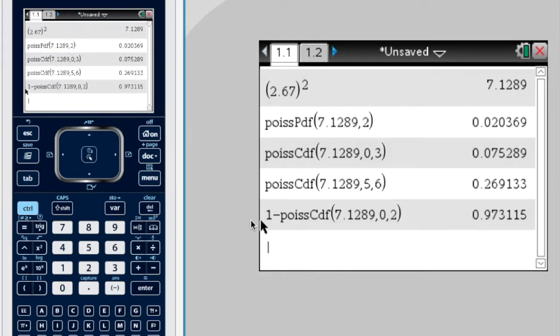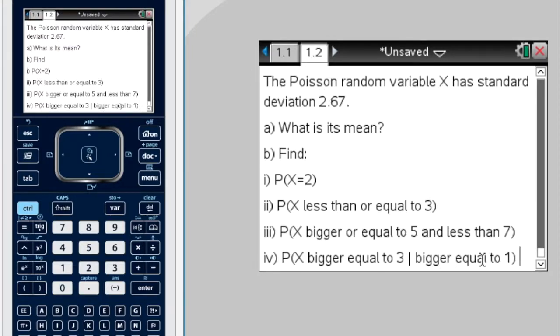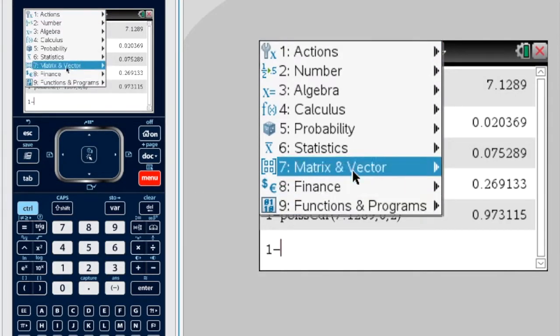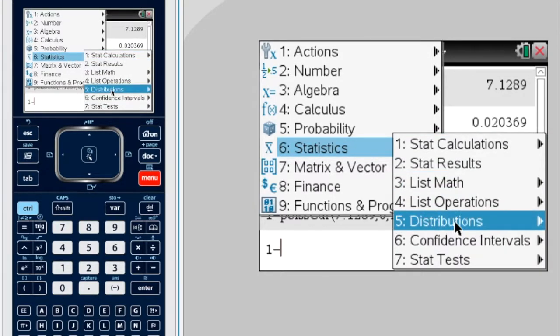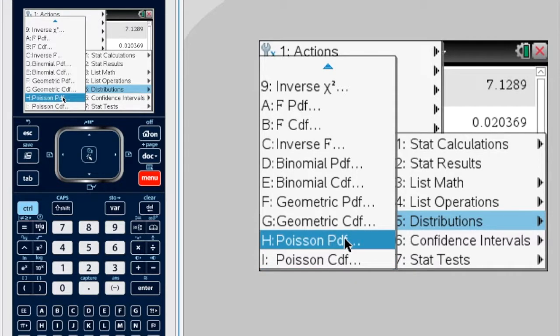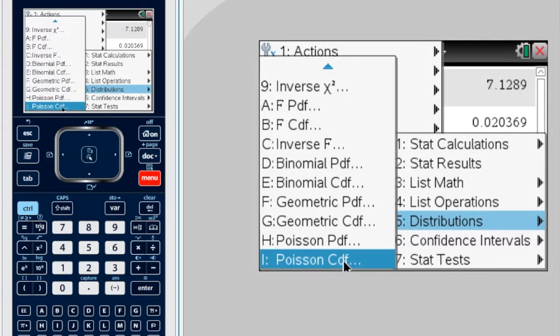Because we've done 1 minus that, the final probability is the probability that x is bigger or equal to 3. So now we'll do the bottom, which is just bigger or equal to 1. Again, it's bigger or equal to, which means I need to use that complement idea. So it's 1 minus. If it's bigger or equal to 1, that means I want less than or equal to 1 minus that, which is 0. So I'll go menu, statistics, distributions. Now I'm going to stick to Poisson CDF. Technically we can do PDF because less than or equal to 0 is actually just 0, but since we're still talking about intervals, we'll just stick with CDF.